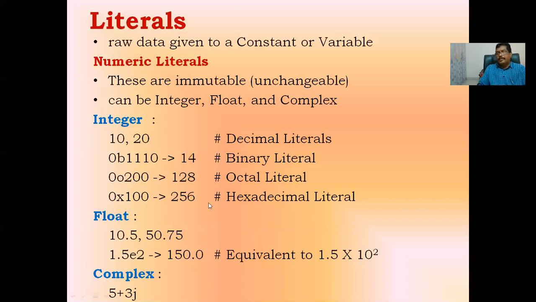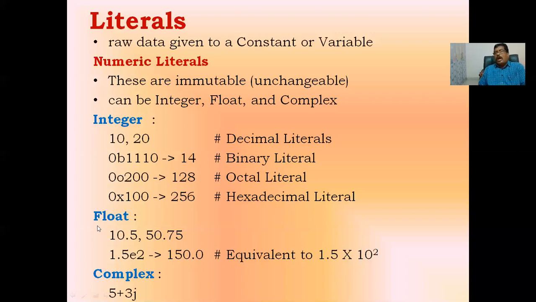Similarly, hexadecimal literals are available. Hexadecimal means 16 digits are available: 0 to 9, and the next digits are A, B, C, D, E, F. F is nothing but 15 in decimal value, so we consider values 0 to 15. For identification purposes, it is prefixed with 0x.